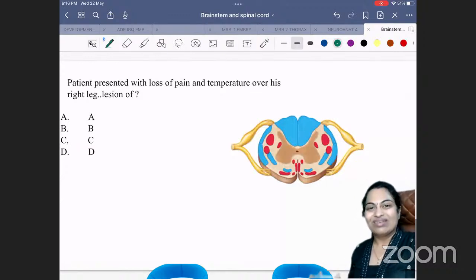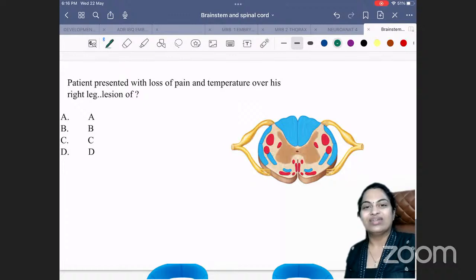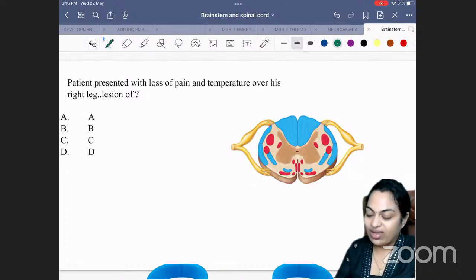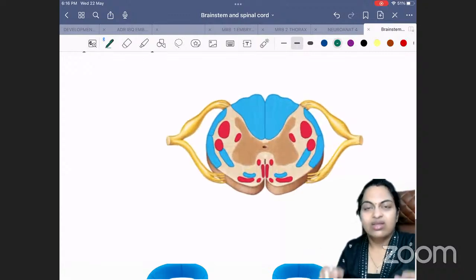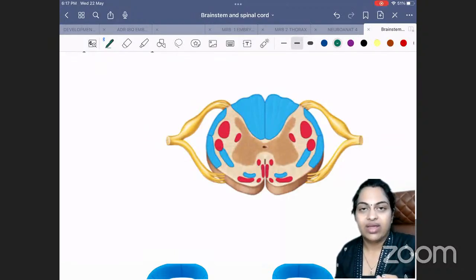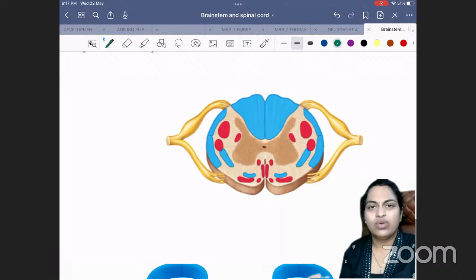Coming to the most interesting part of the spinal cord, the tracts, it is very, very important. Okay, so you know, right? So anterior gray horn, posterior gray horn, and lateral gray horn. You must have learned about the nuclei in the anterior gray horn, right? The groups of nuclei.